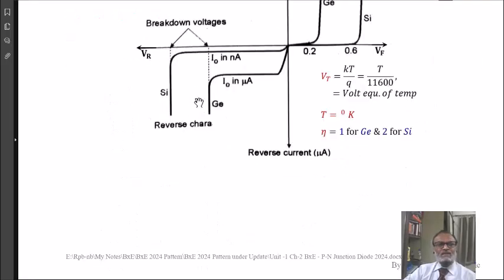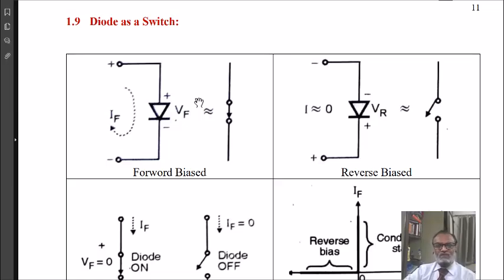Now let us study the application of diode. The diode can behave like a mechanical switch. We can rather say that a diode can be an electronic switch. Like in a mechanical switch, when the switch is closed and when the potential is applied across the switch, the current is flowing from the positive terminal to the negative terminal of the switch.